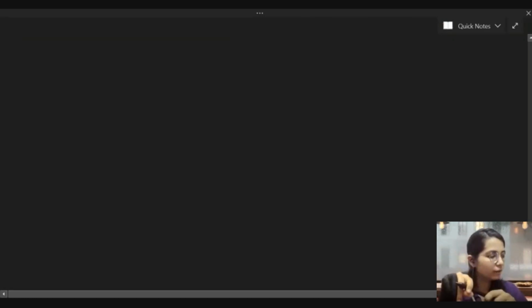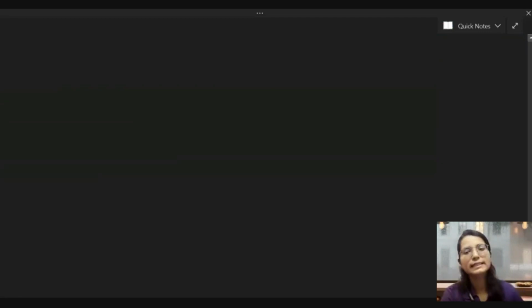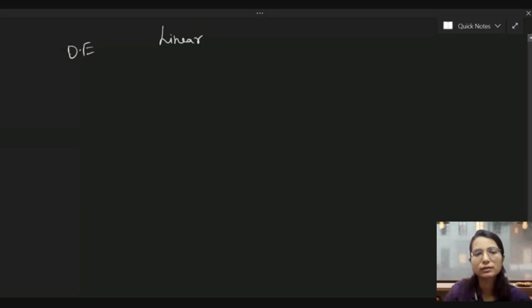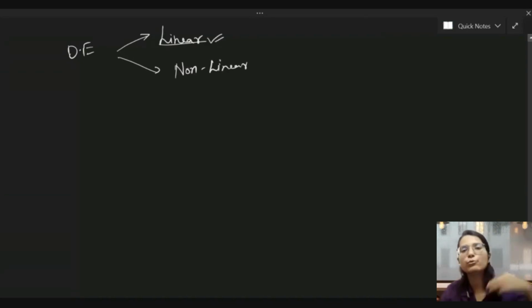So now we will be studying linear and non-linear differential equations. There are only 2 types of differential equations: linear differential equations or non-linear differential equations. For linear differential equations, we have different ways of solving them. We have figured out some ways of solving them. Most of the linear differential equations can be solved. We have figured out almost all the ways to solve these kinds of equations.